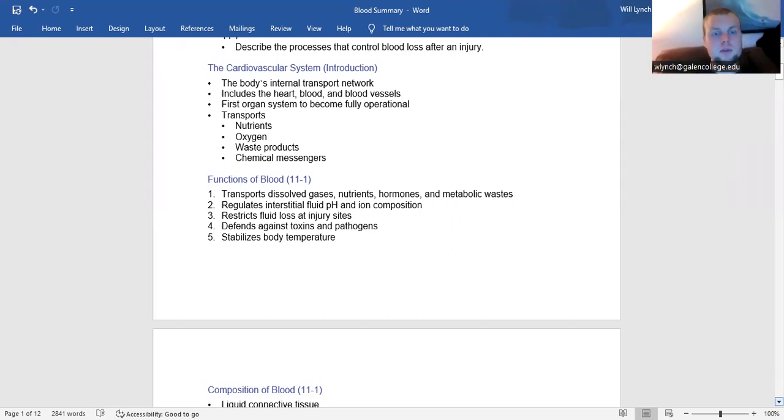It's going to restrict our fluid losses, especially at sites of injury, by clotting the blood and cutting off blood flow to that area of open wound. It's going to defend against toxins and certain pathogens that come into the bloodstream. And finally, stabilizing body temperature by diverting blood flow either towards the center of the body if we are cold, or dilating the vessels and sending blood towards the surface of the body and the skin if we are warm, to try and dissipate some heat.